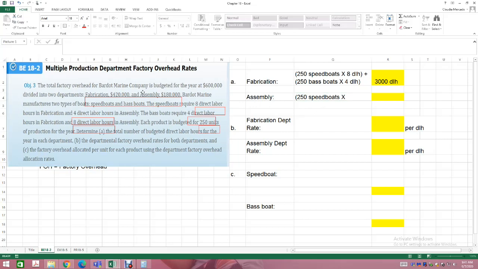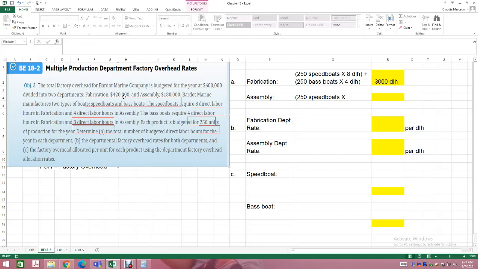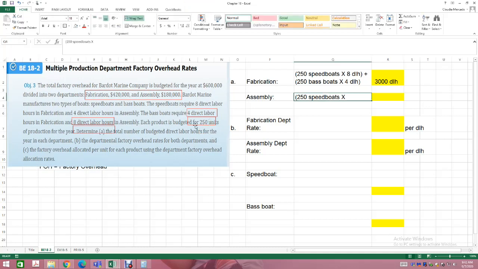Let me move this up a little. What is this? I don't know why it moved, but there we are. Get rid of this.